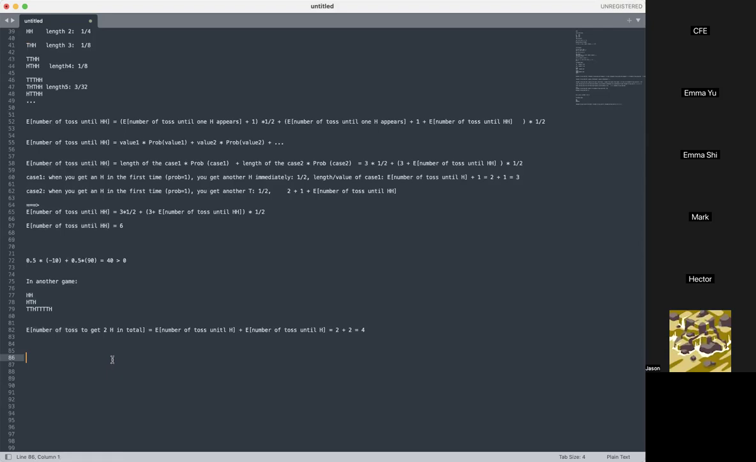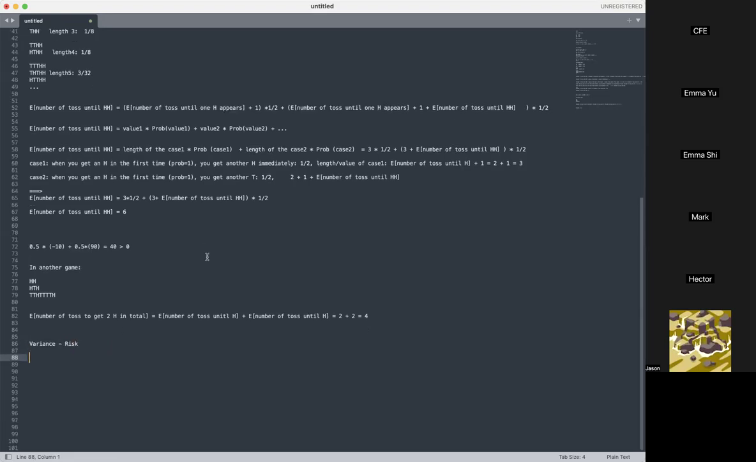It's called variance, or what we think of as risk. So how do we calculate variance? Let's still use the coin example, right? Say head means 1 and tail means 0. And we already know the expected value of the coin is 1 times 1/2 plus 0 times 1/2, right?